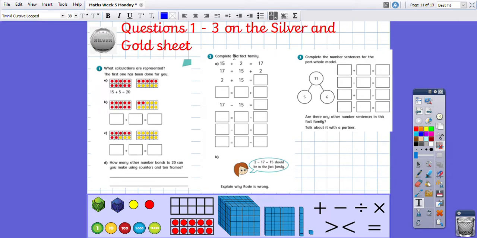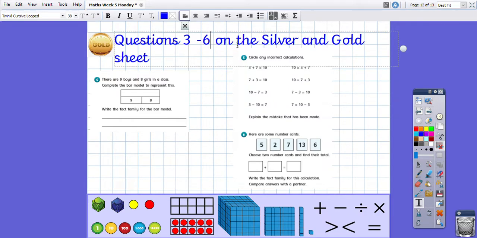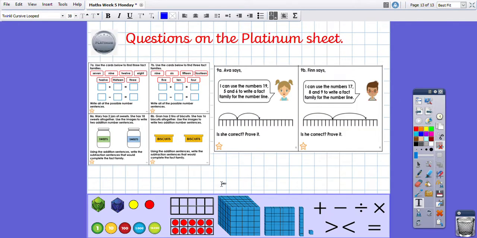Silver, you are doing questions 1 to 3 on the silver and gold sheet. And gold, you are doing questions, it's not 3 and 4, Miss French just hasn't changed that. It's 3 to 6 on the silver and gold sheet. And platinum, again, they are a little bit tricky. You have got your own sheet. You've got to use the cards to make some number sentences and write all of the ones possible. You've got some number line questions and you've got some worded problems where you need to use addition sentences and subtraction sentences to answer those questions.